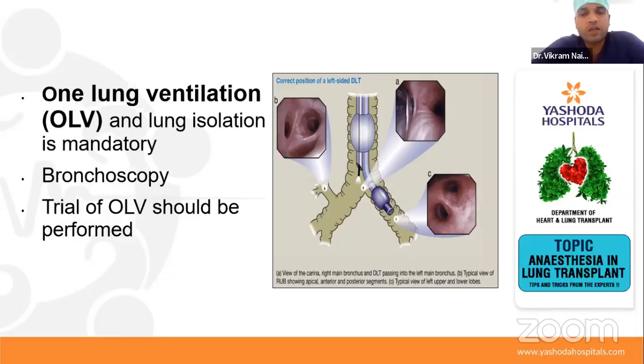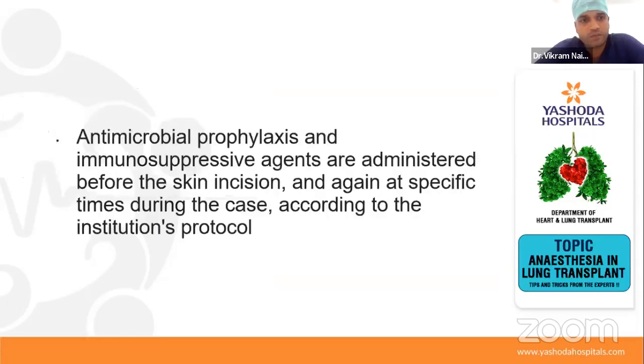In patients who have an obstructive COPD kind of lung picture, usually we use tidal volumes of 4 to 5 ml per kg, and in patients with restrictive lung disorders, a lower tidal volume of 3 to 4 ml per kg with a higher ventilatory rate is preferred.